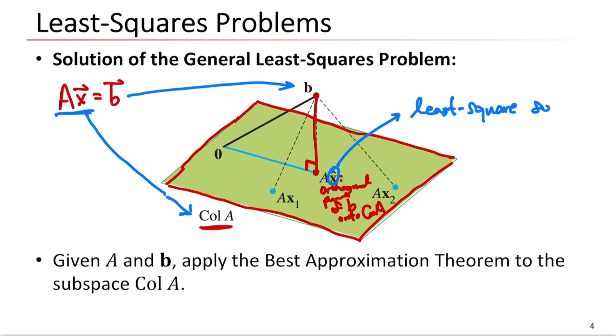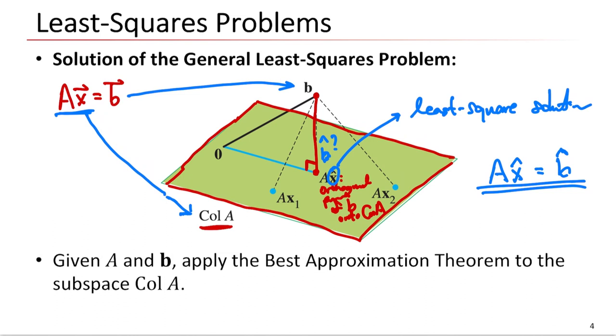Okay. So how can I find this? We already know how to find the orthogonal projection of the vector b onto the subspace W, then we can just find this x hat by using the p hat, right? We already know how to find p hat, then by using p hat, we can find x hat, right? That will be our strategy, right?